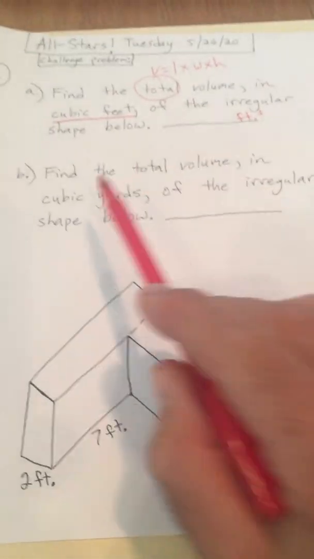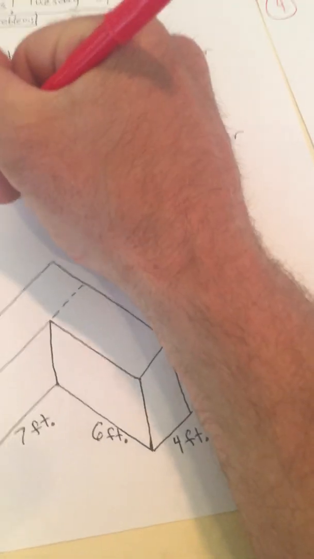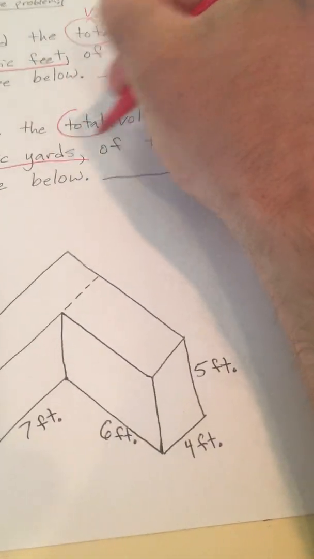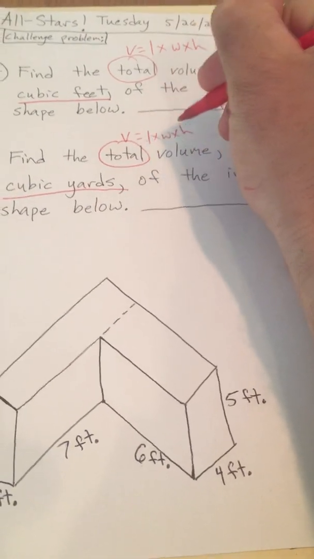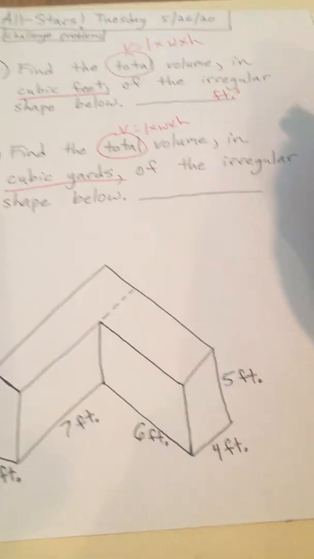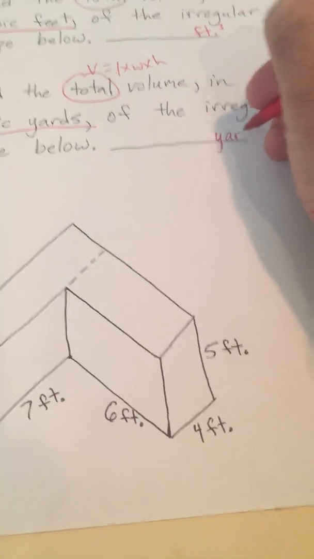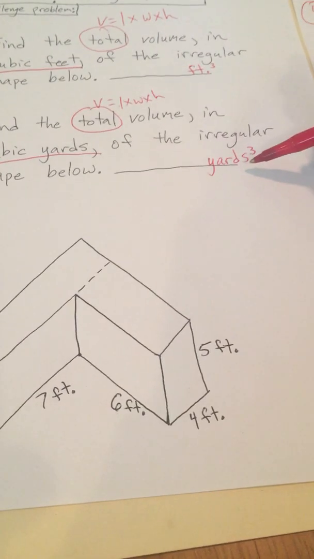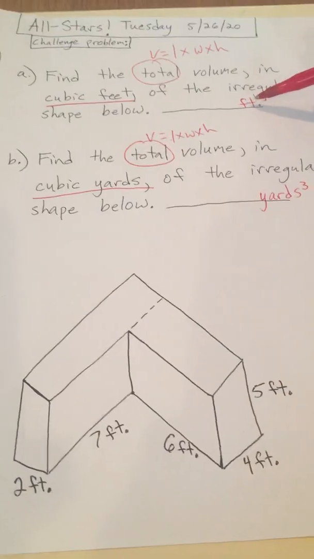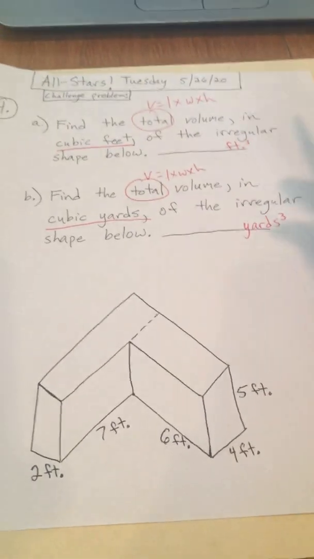unit. And then I'm going to go to B, find the total volume in cubic yards. So again, volume is length times width times height. So there's going to be yards times yards times yards for this one in cubic yards. So we're just finding the volume in yards here. We're finding the volume in feet for part A. Other than that, it's the same problem.